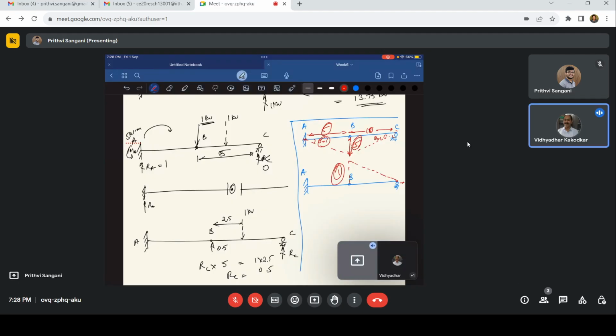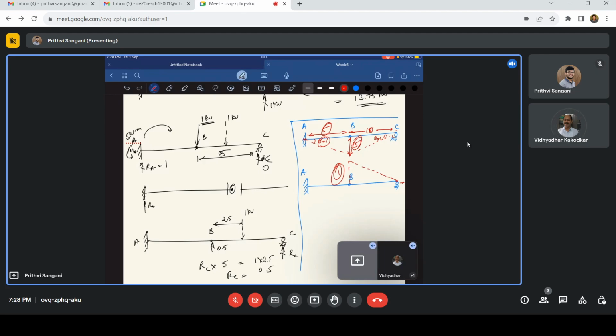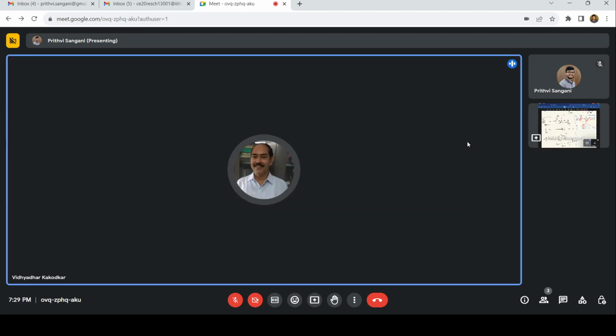Again, not exactly a rule in that sense. Right now in this question, it is like a propped cantilever with an internal hinge, so obviously the maximum bending moment will be at the fixed support.